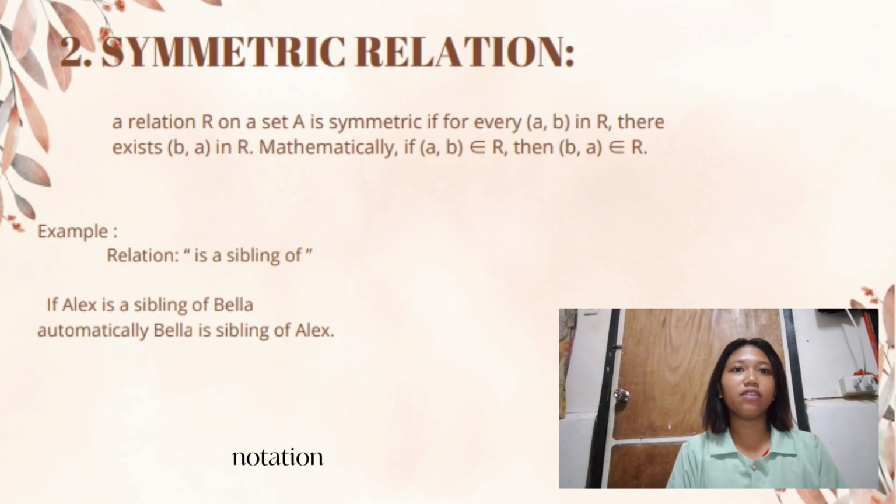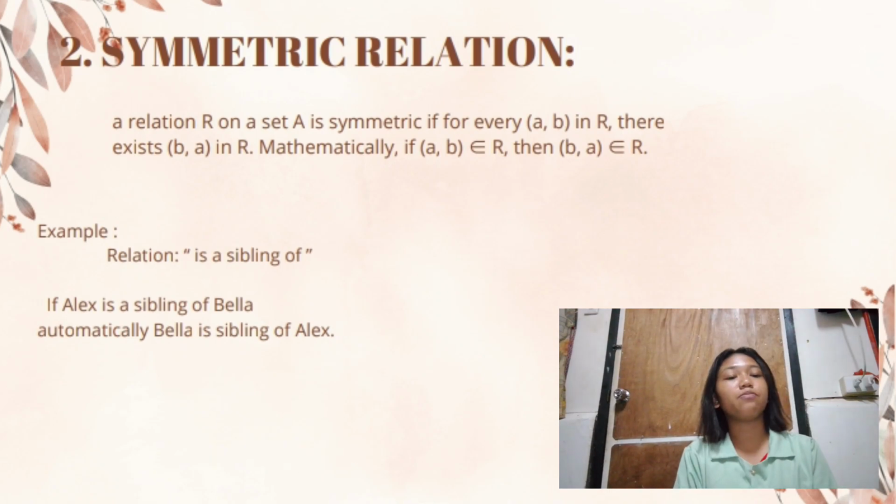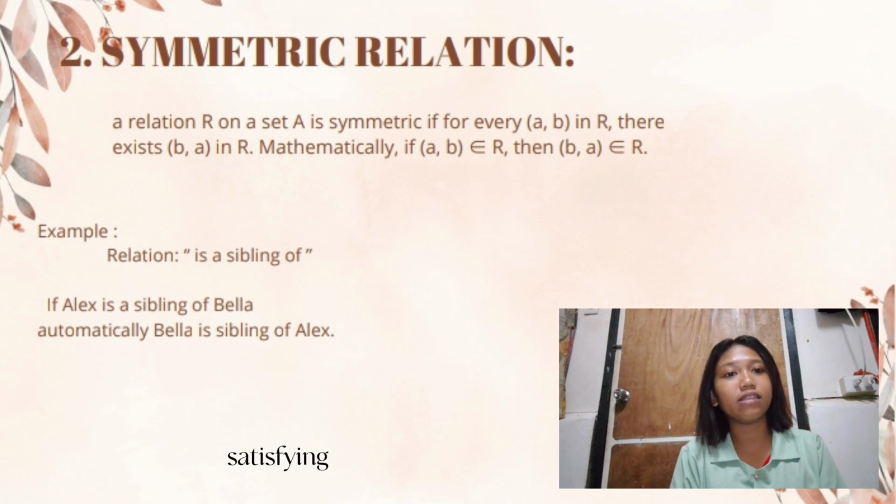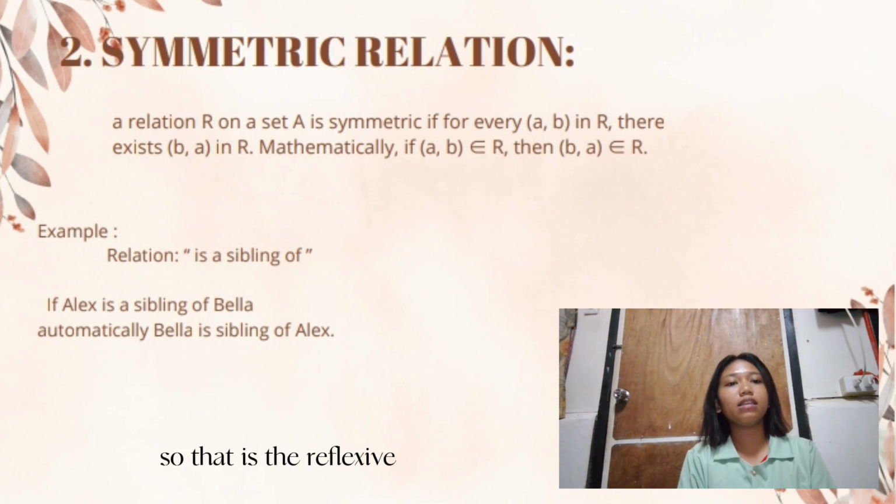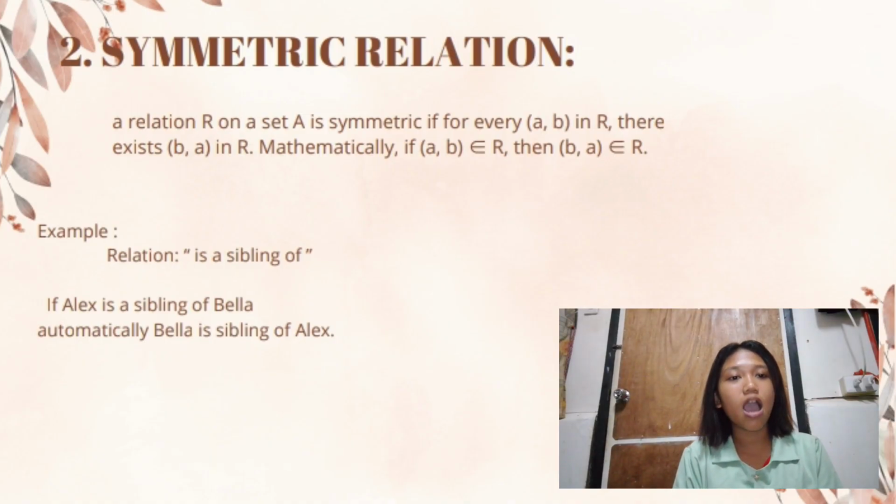In set notation, if our set of people is Alex and Bella, because both ordered pairs are present, the relation satisfies the symmetry property. So that is the symmetric relation.